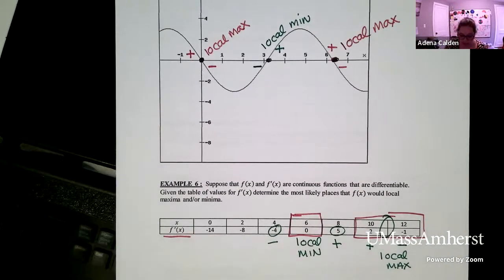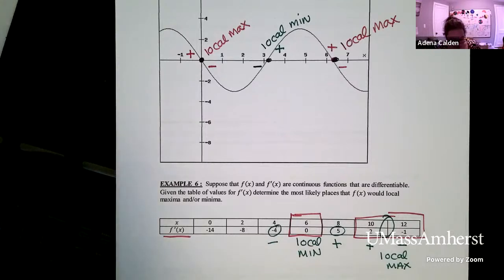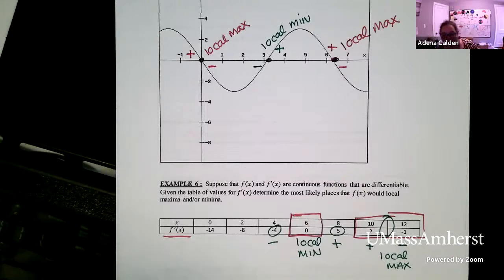So the key takeaway here for our second classification test is that we need to understand how the sign of the derivative changes.